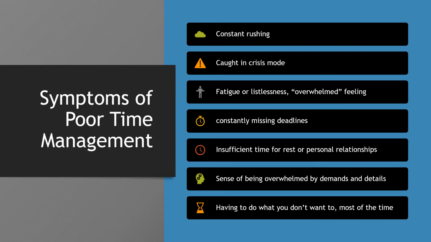This slide shows us symptoms of poor time management, and if leadership or management find themselves with poor time management, looking to see where improvements can be made is vital. So when you look at this list of these poor time management symptoms, are they caught in that crisis mode? Are they constantly missing deadlines? Do they have a sense of being overwhelmed by demands and details? This just might indicate to you that they have poor time management skills.